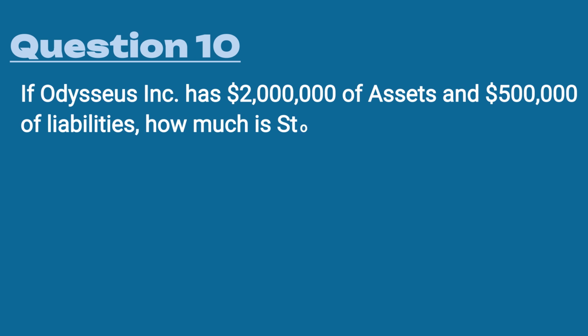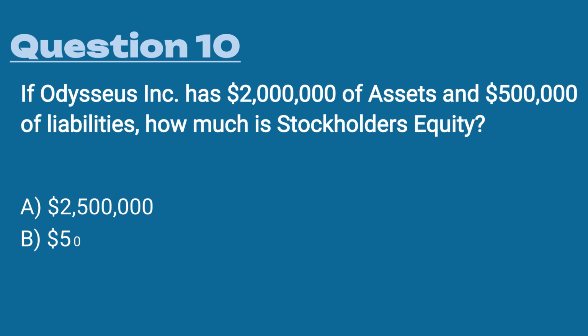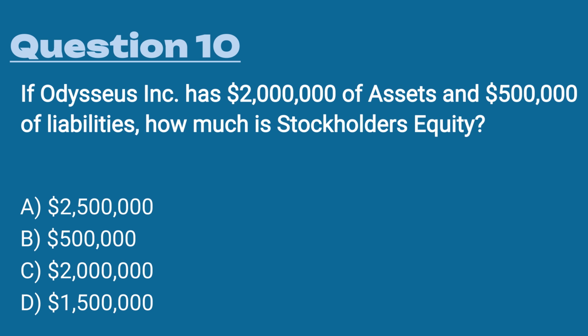If Odysseus Inc. has $2 million of assets and $500,000 of liabilities, how much is stockholders' equity? A, $2.5 million. B, $500,000. C, $2 million. D, $1.5 million.